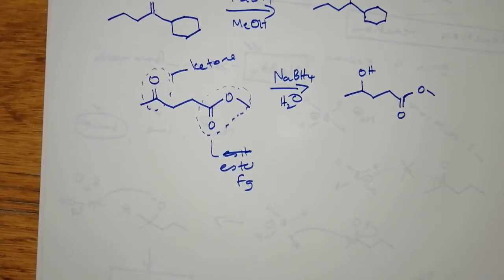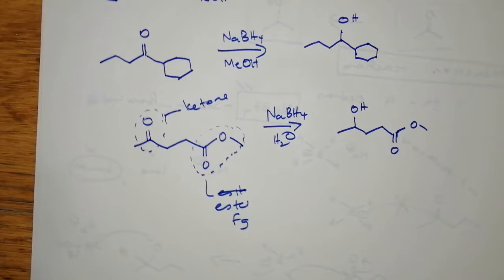Sodium borohydride is one of the weakest reducing agents, in the sense that it's not going to affect esters. It's only going to affect ketones and aldehydes. So if you see an ester somewhere and there is sodium borohydride, that ester is just going to chill and relax and be like, I'm not going anywhere. All right. So guys, we are almost done with nucleophilic addition to carbonyls.